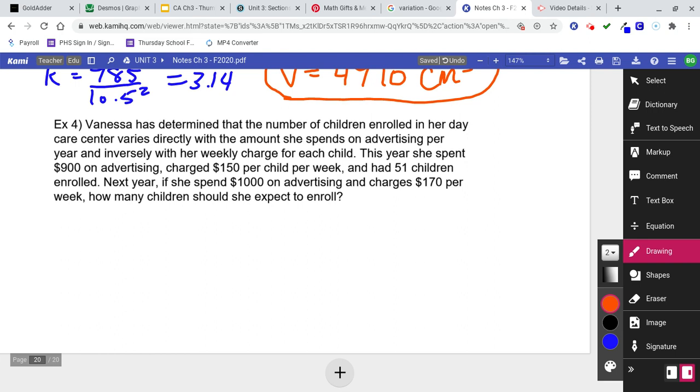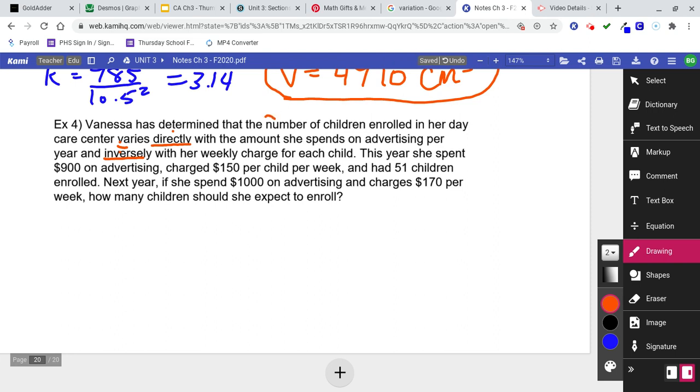Number 4, Vanessa has determined that the number of children enrolled in her daycare center varies directly with the amount she spends on advertising and inversely. Okay, so notice this says there's direct and there's inverse. Direct means multiply and inverse means divide in your formula anyway. So go back and look at the variables.